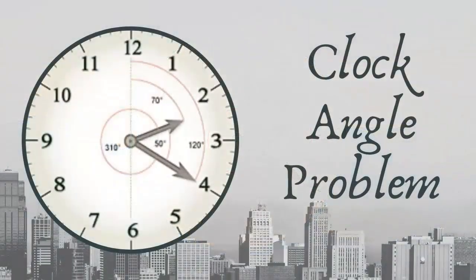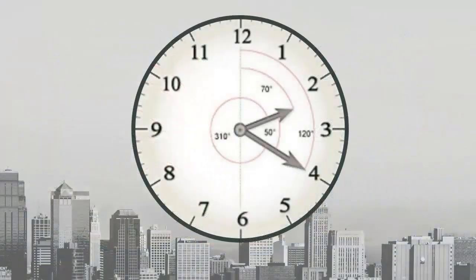Let's talk about the clock angle problem. This is an analog clock. Many of you may not have seen one of these, but this used to be the way clock handles used to look. The alarm clocks and regular wall clock and so forth used to look like this.